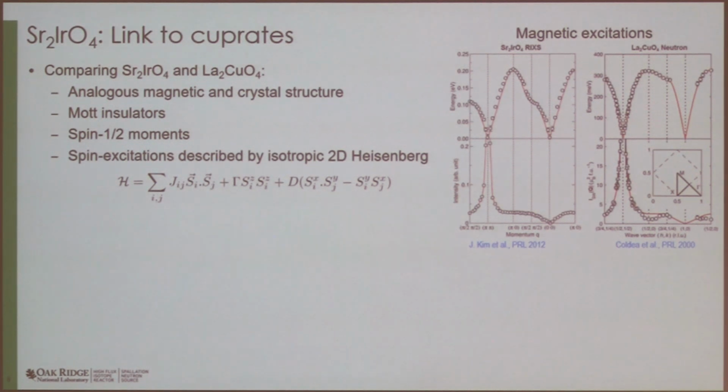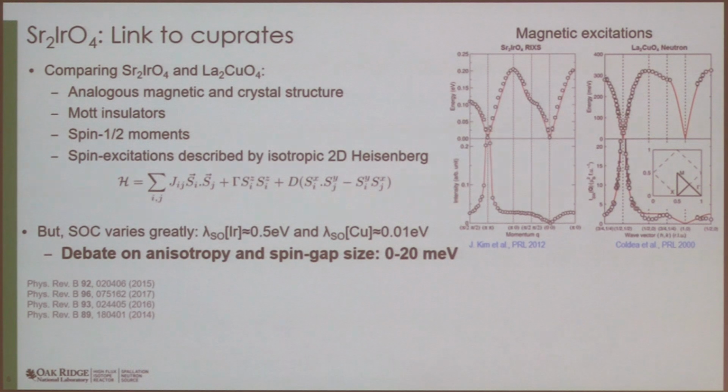Perhaps the most intriguing fact of their similarities is found when you look at the spin excitations. Here, for strontium 2 iridium O4 is the RIXS data, so momentum against energy, and for lanthanum 2 copper O4 is the neutron data. They look very similar, and they've both been described within this isotropic 2D Heisenberg model.